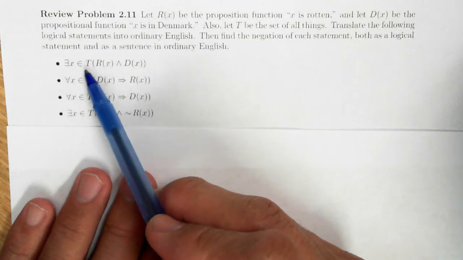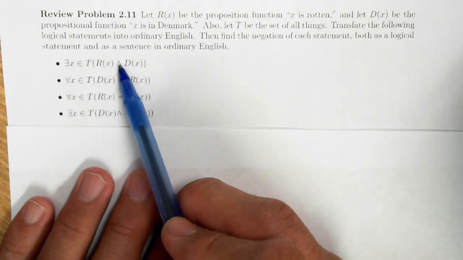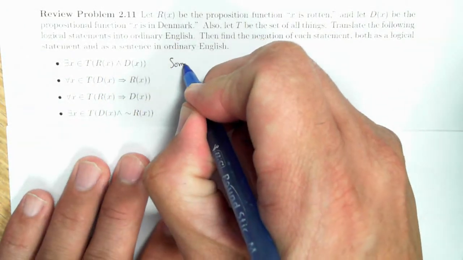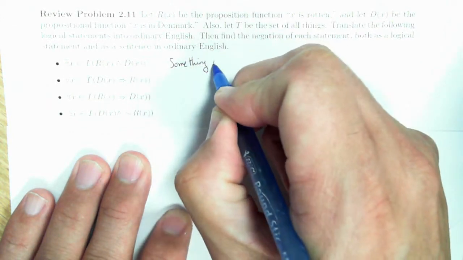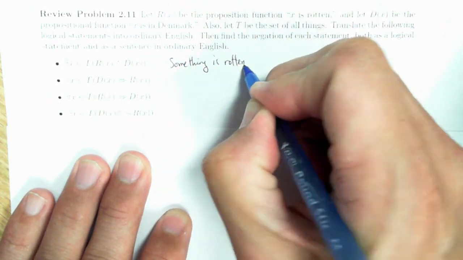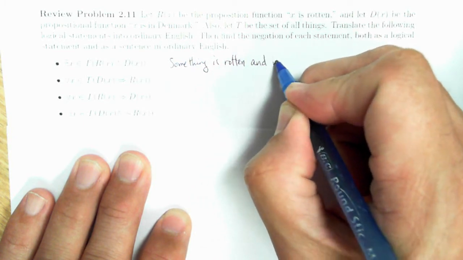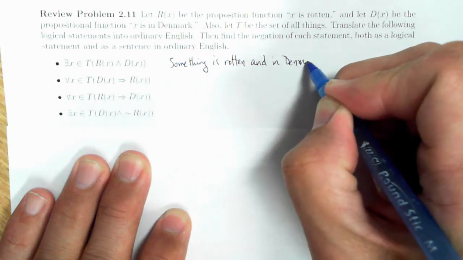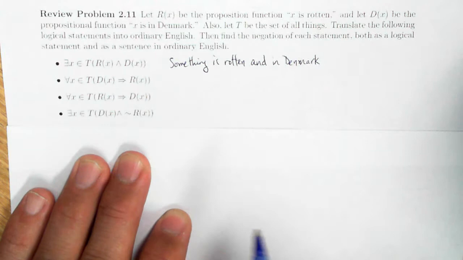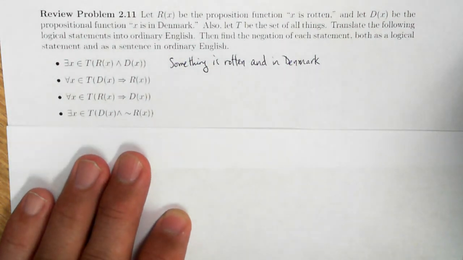There exists an x, that's a thing, that is rotten and in Denmark. So something is rotten and in Denmark. Let me do the translations first, then I'll do the negations.